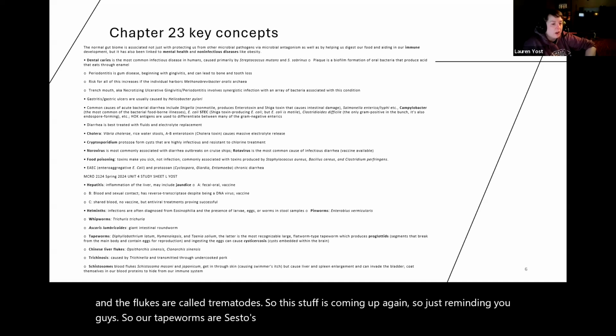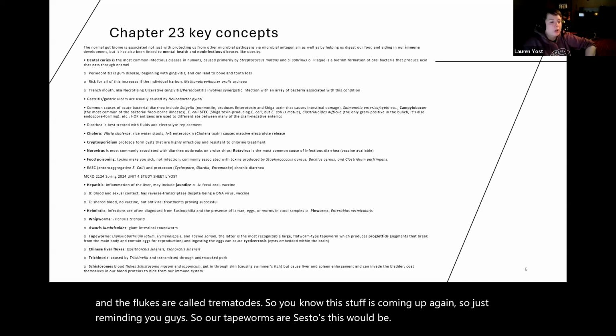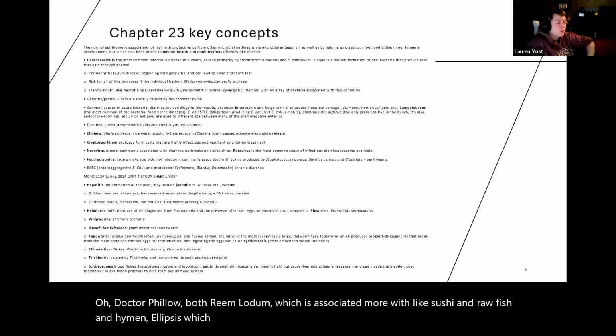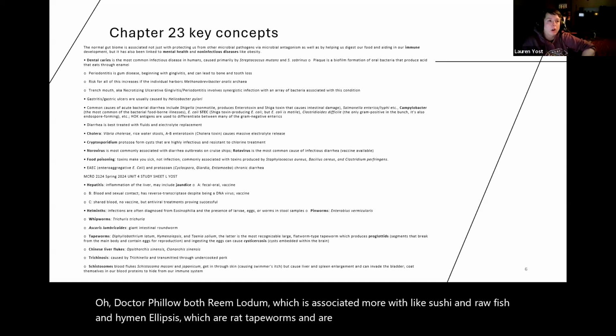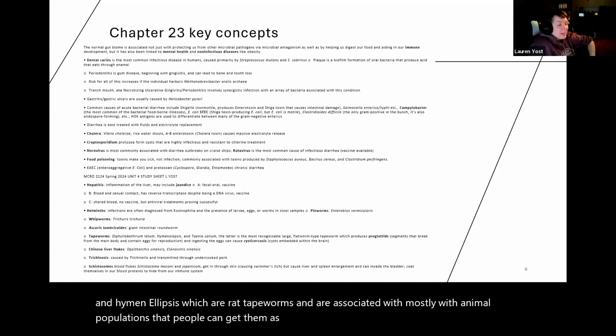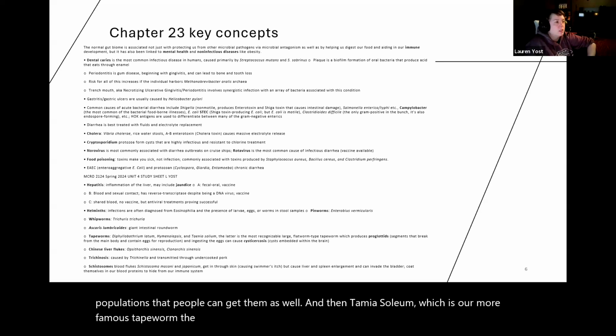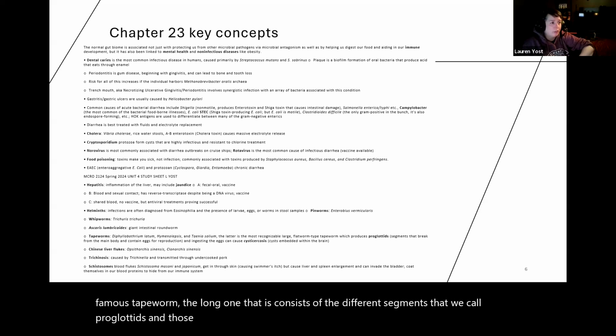This would be Diphyllobothrium latum, which is associated more with sushi and raw fish, and Hymenolepis, which are rat tapeworms and are associated mostly with animal populations, so people can get them as well. And then Taenia solium, which is our more famous tapeworm, the long one that consists of the different segments that we call proglottids, and those proglottids can break off and they contain eggs, and then that's how this would be transmitted through the fecal oral route.